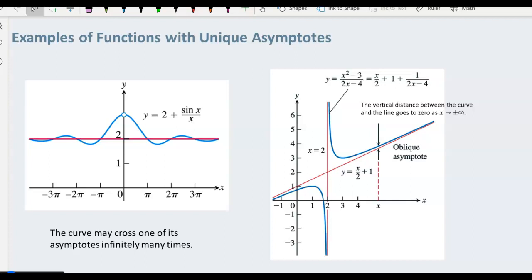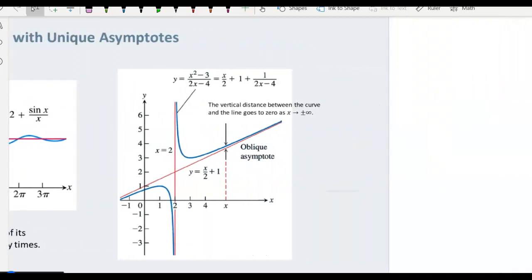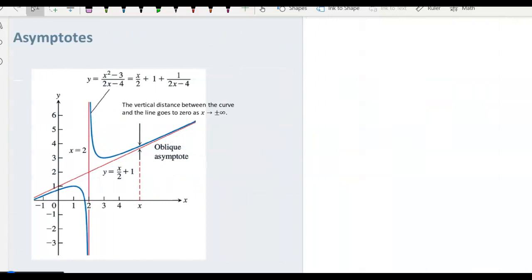Some of you in pre-calculus may have seen oblique asymptotes. That's when you have an asymptote that's at an angle. It's not parallel to the x or to the y axis. The way that we find oblique asymptotes is by using long division. I'll just show you how we did that here. The original function is here. It's x squared minus 3 over 2x minus 4.